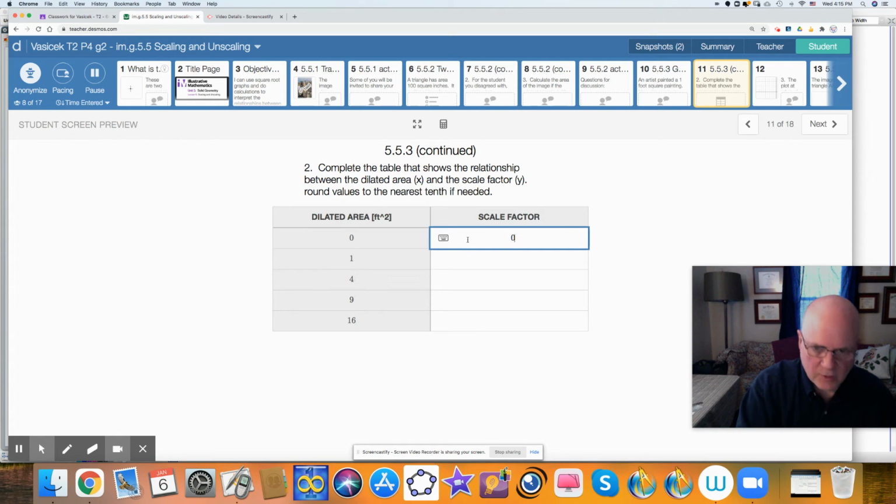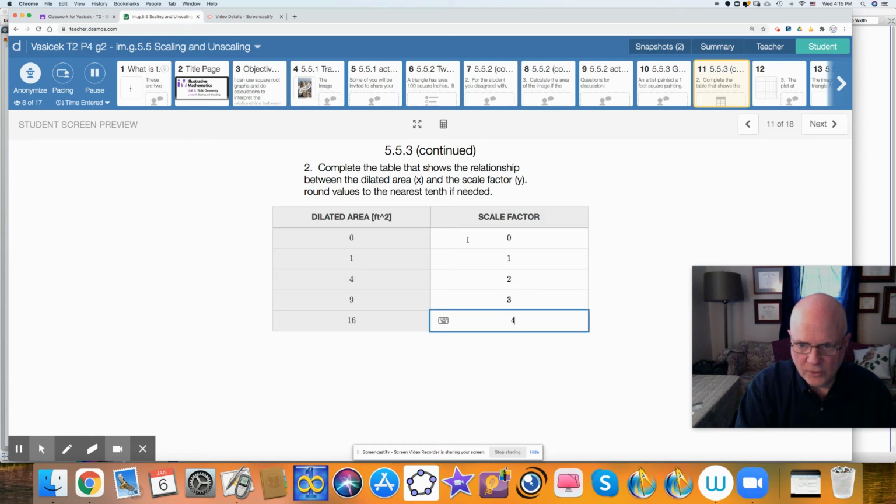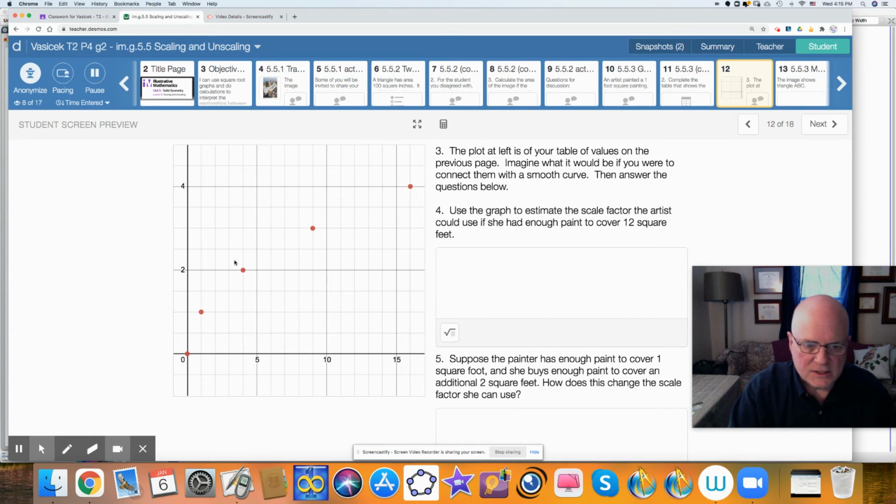So we put 0, would give me a 0 factor. 1 would give me 1, 2, 3, 4. Oh, there we go. And when I graph these, it looks like this. So the question is, if you use the graph to estimate the scale factor, she could use to cover 12 square feet. So here's 12 square feet.